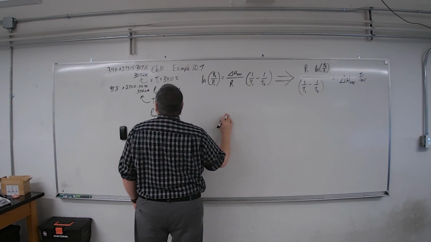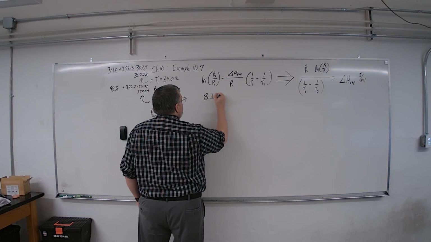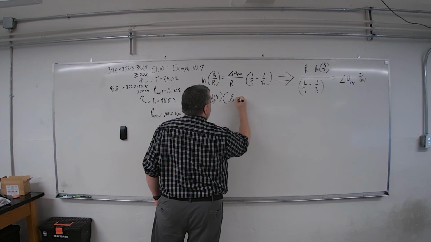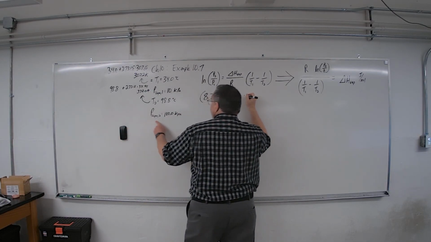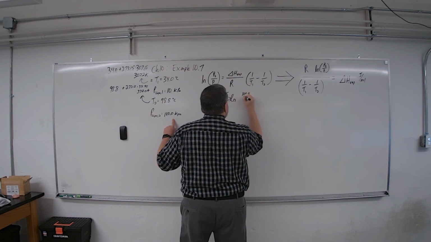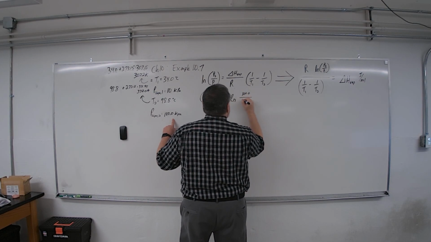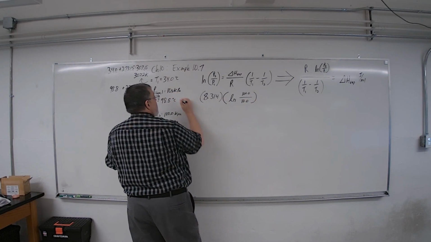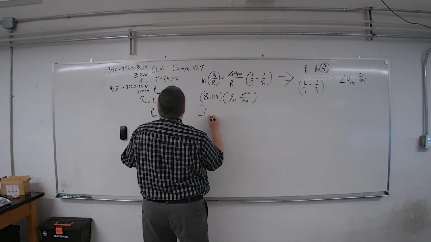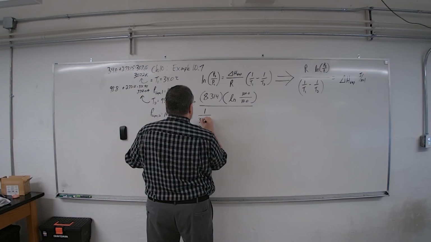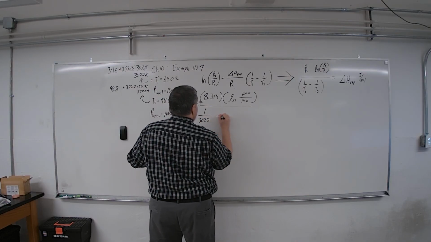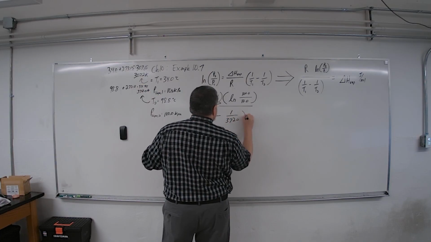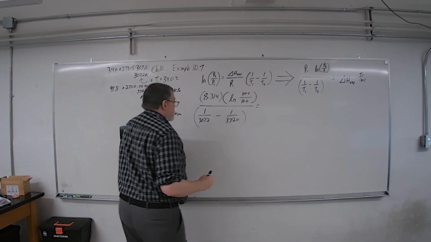All right, so using this equation, R is 8.314. I want to multiply that by the natural log of vapor pressure 2 over vapor pressure 1, which is 10.0, and then 1 over T1 minus 1 over T2. That will give us the heat of vaporization.